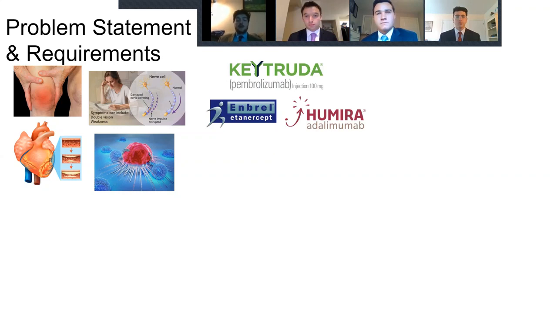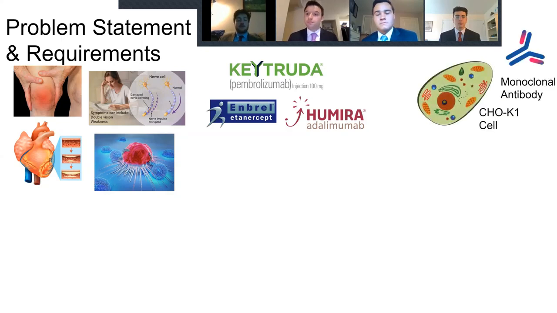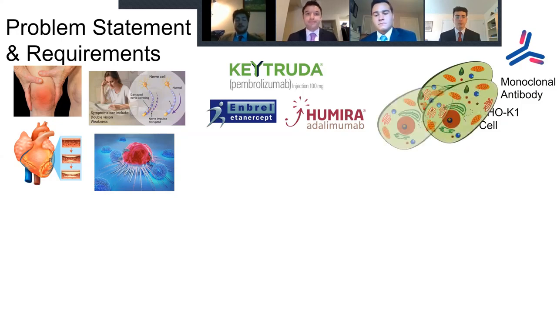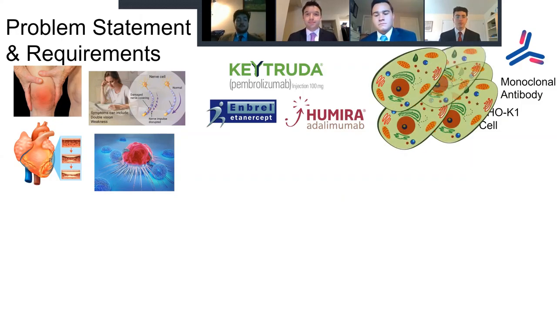For our senior design project, we'll be using CHOK1 cells, a robust mammalian cell line, to produce these monoclonal antibodies. We are looking to grow the greatest amount of CHOK1 cells over a length of time in a seed train process. The seed train process is a process which allows cells to grow continuously in increasingly large bioreactors, all the way up to the production scale.